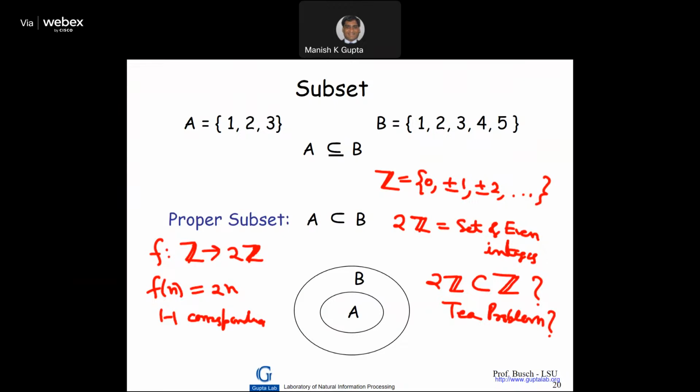Why they have the same number of elements, I can tell you. There is a function f from here to here, which is f of n equals 2n. This function is 1 to 1 and onto. That means once you give me an even number, I can give you the integer.